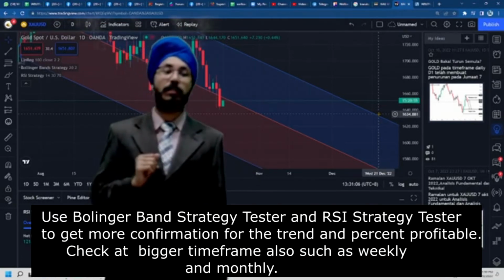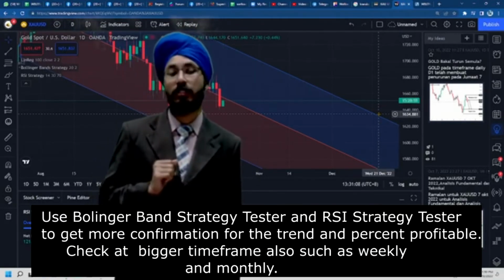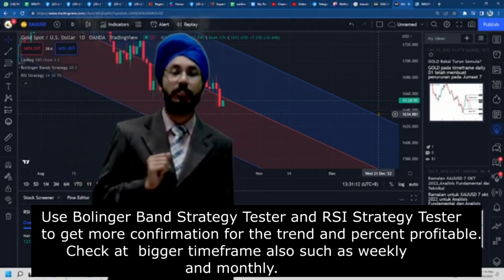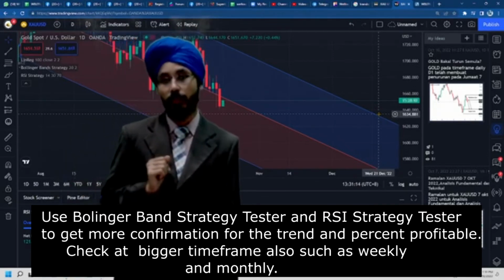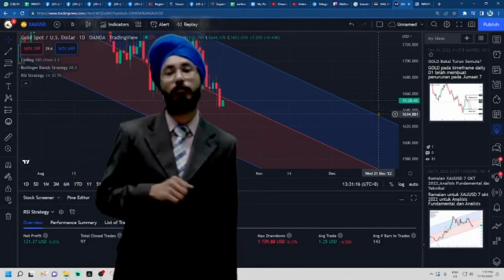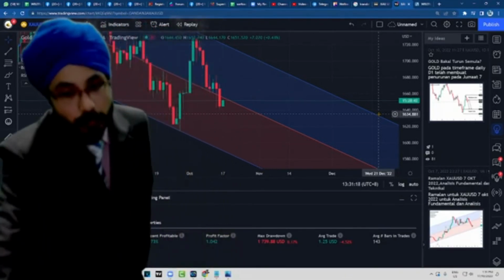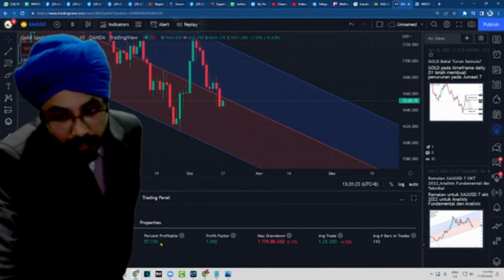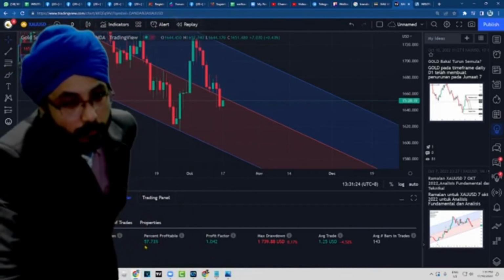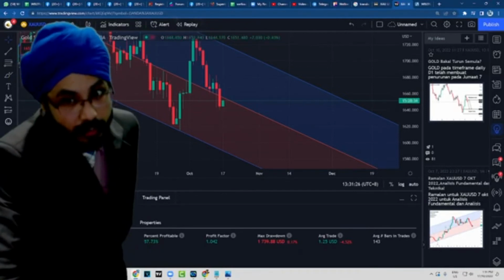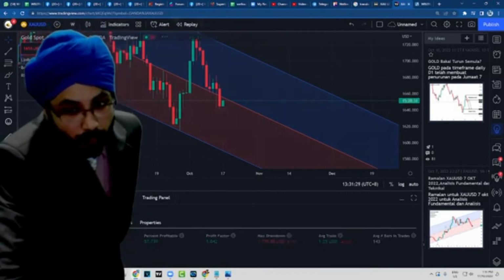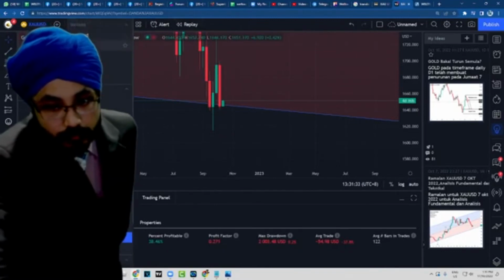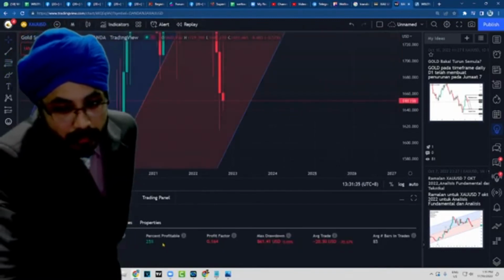As I use two types of strategy tester, which is the Bollinger Band strategy tester and also the RSI strategy tester, to get more confirmation by looking at the percent profitable. As I am able to see here for my RSI strategy, at daily my percent profitable is about 57.73, and for my weekly it is 38.46, and for my monthly it is 25%.